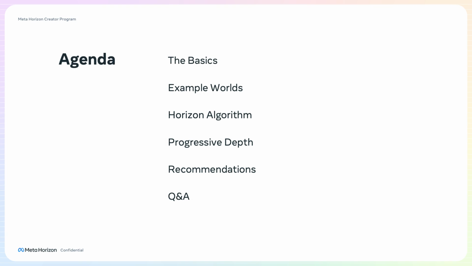Our agenda for today: we're going to cover some basics of what makes things exciting, fun, and potentially viral. We're also going to look at some example worlds and what made those worlds pop. We're also going to look at the Horizon algorithm, what is there today that we need to be tracking. I don't know the algorithm, but I can share what I've heard and what I've seen work. We're going to be talking about progressive depth, and depth referring to depth of knowledge.